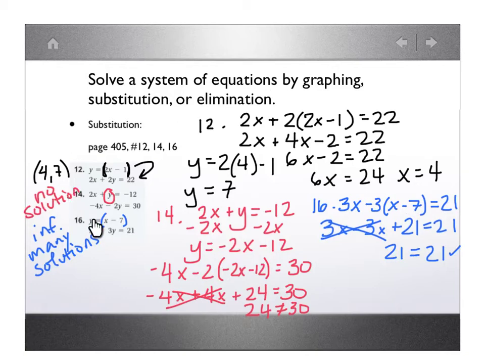Infinitely many solutions for the third one. So the third one was already ready to go. y equals x minus 7, so I plugged that in. Distribute and simplify. That 3x minus 3x cancels, and we get 21 equals 21, which is true, telling me this system has infinitely many solutions. And if I was to solve this second equation for y, it would look just like the first one. Awesome. Let's move on to elimination.